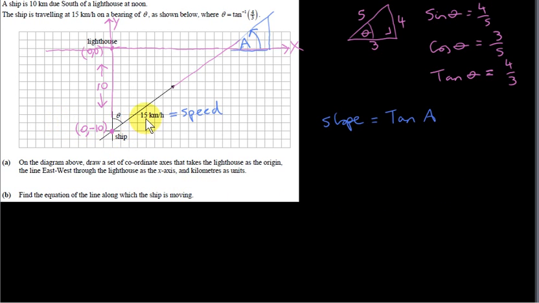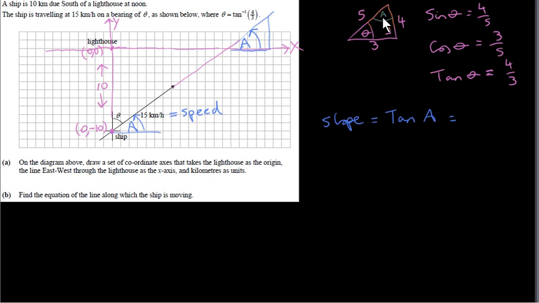How do we get the slope of this line? How do we get the tan of A? Well, this is angle A, and so is this angle here. But notice that theta and A add up to 90 degrees. So we could refer to this triangle here. Theta plus this angle up here add up to 90 degrees as well. These two angles add up to 90.